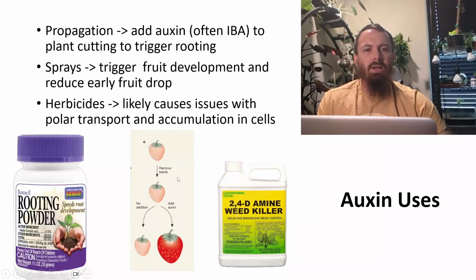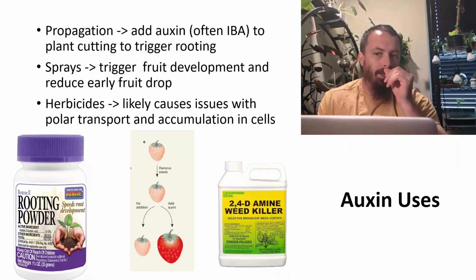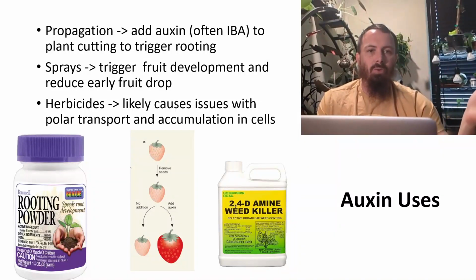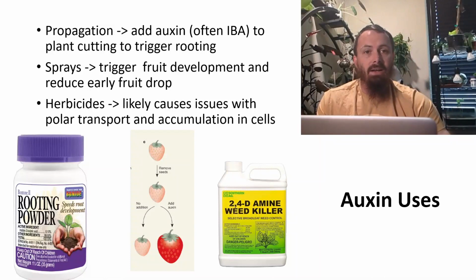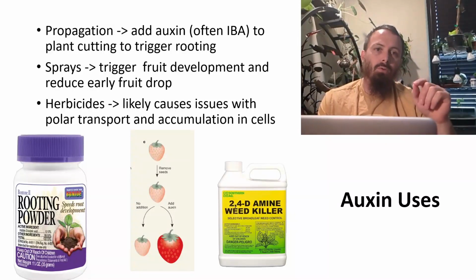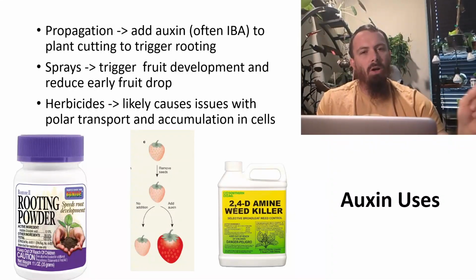Now, in really high concentrations, auxin is a herbicide. And so what likely happens is it probably causes an issue with polar transport when you add too much auxin to it. Now, this is particularly useful for dicots. Auxin herbicides work really well on dicots, not so well on monocots. And so it kind of varies a little bit there.